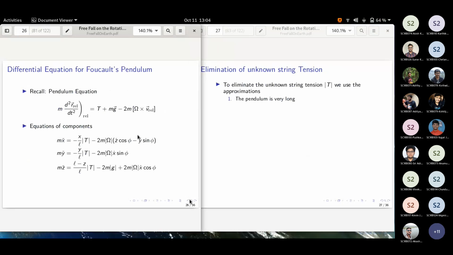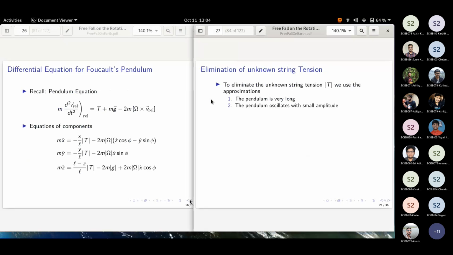The pendulum is very long. The pendulum oscillates with small amplitude, that is, x and y perturbations are very small. And also that z by L is very close to, less than 1. This is what we already indicated. The first assumption implies that. Therefore, z minus L, sorry, z by L is almost 0.